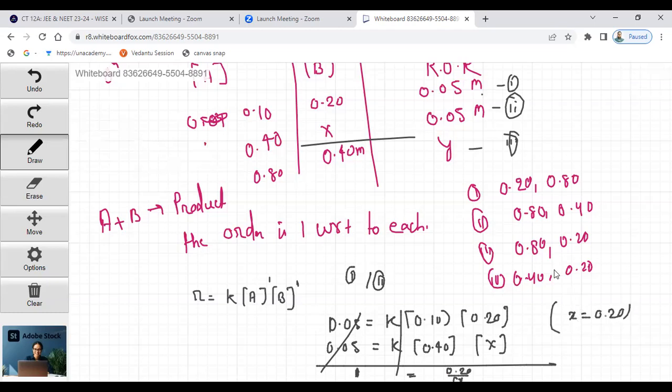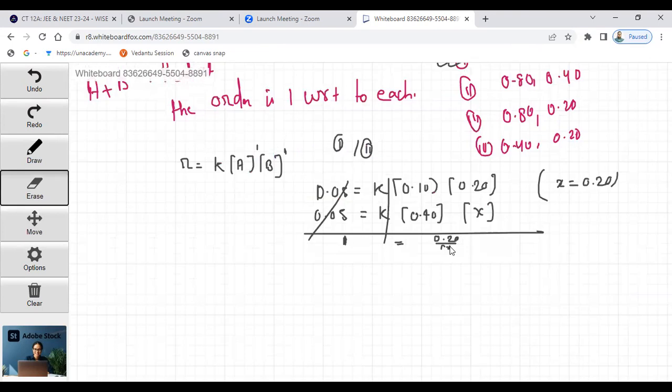If X value is 0.20, then what is the Y value? This is only one option. If you solve, hope you understand. Sorry, there will be some calculation mistake.